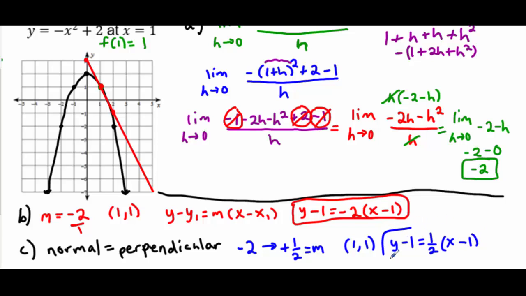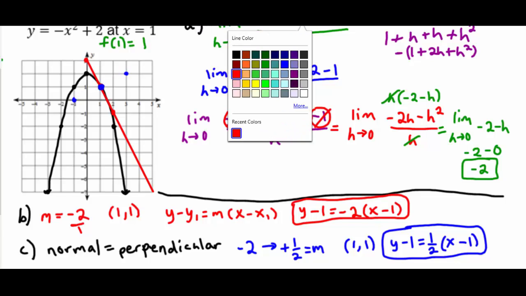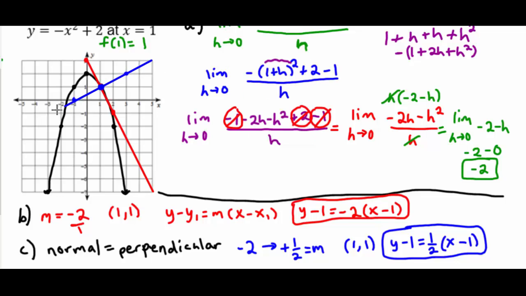Again, no need to solve for y. This goes through 1, 1, and then our slope says go up 1, right 2. So from that point that we are using, we're going to go up 1 and right 2. Now, what should happen, because in case you don't remember, perpendicular lines are the ones that meet at a right angle, 90 degrees. That's what this angle should look like right here.